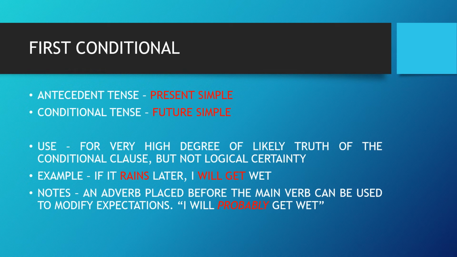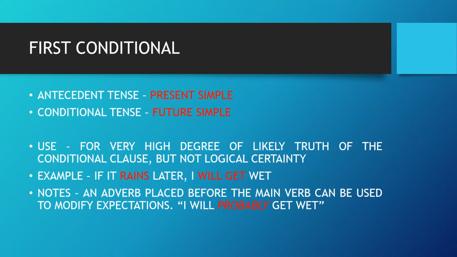The first conditional: we use the present simple in the antecedent or if clause, and the future simple now in the then clause or the conditional. It's used for those events which have a high degree of truth or probability in outcome, but not logical certainty. For example, if it rains later, present simple, I will get wet, future simple. But it's not logically true.